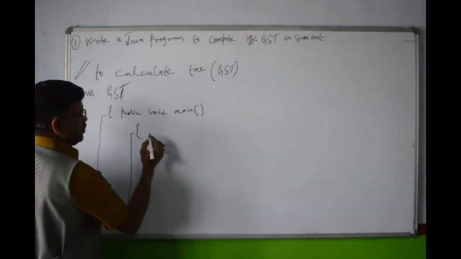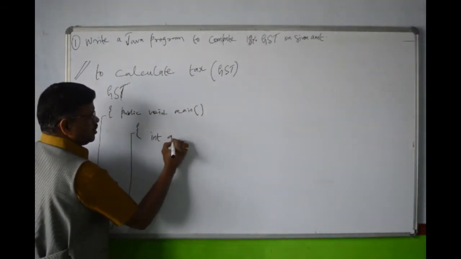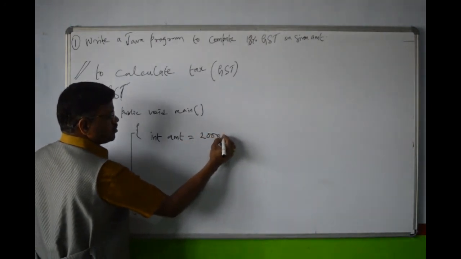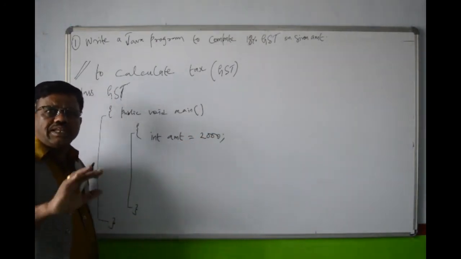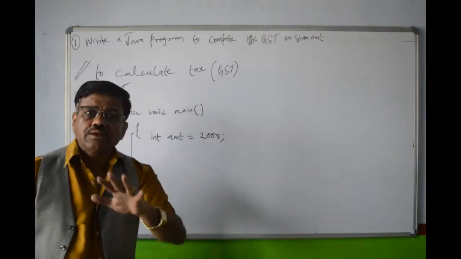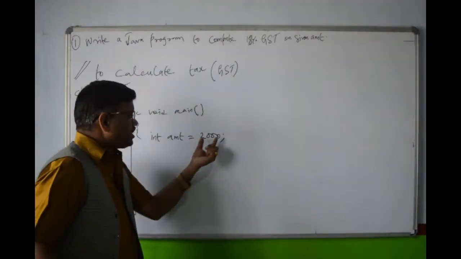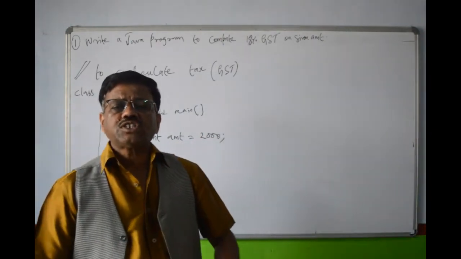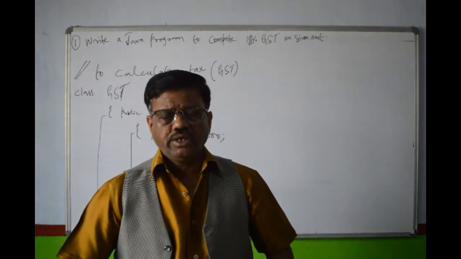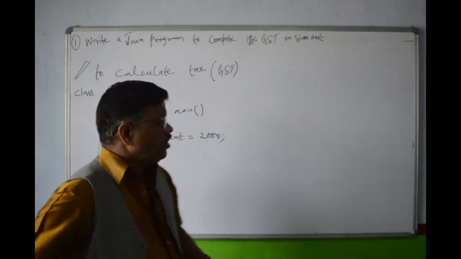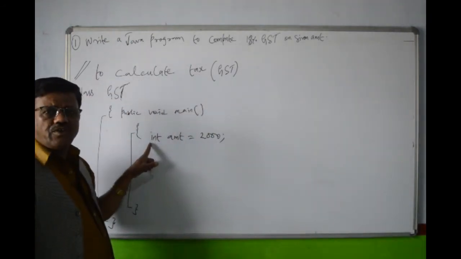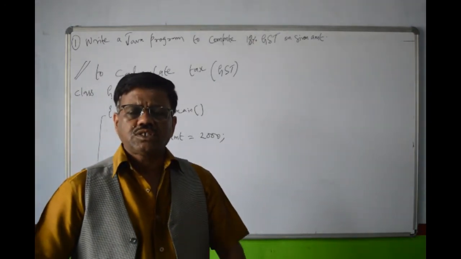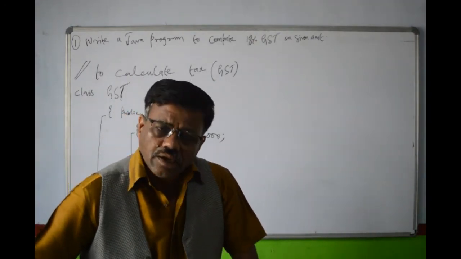For example, I will give an example. What does it mean? It's an assignment statement. What do I assign? I assign 2000 in a variable called AMT. AMT is the shortest form of amount. What is that, int? INT stands for integer. What do you mean by integer? A number without a decimal point is called an integer.